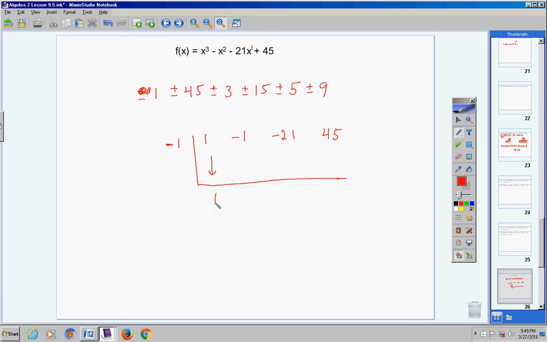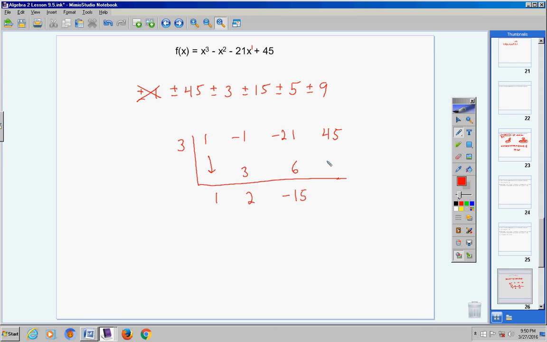Here we go. Bring down your 1. Negative 1 times 1. Negative 1. Combine. Negative 2. Multiply. Negative 1 times negative 2. Positive 2. Combine. Negative 19. Negative 1 times negative 19. Positive 19. Am I going to get a 0 here? No, I'm going to get 64. Okay? So negative 1 does not work. Alright? So forget this. What's the next smallest number you see? 3. Let's try positive 3. 3 times 1. 3. Combine. 2. 3 times 2. 6. Combine. Negative 15.